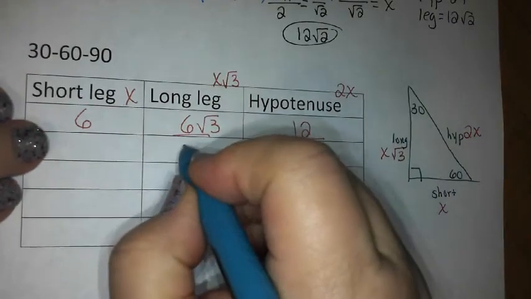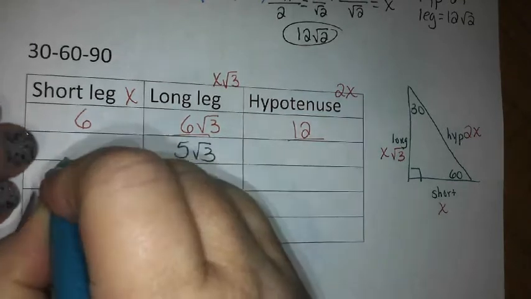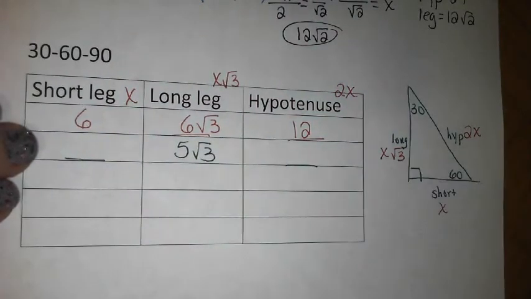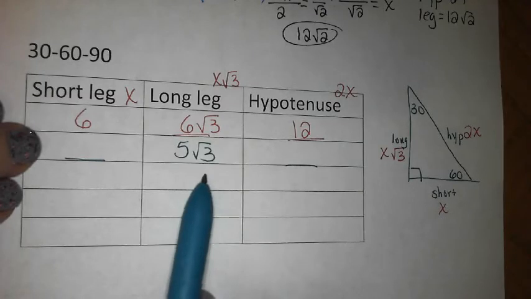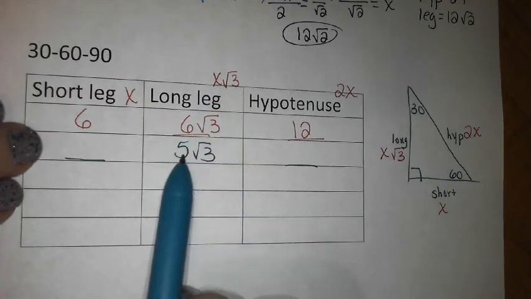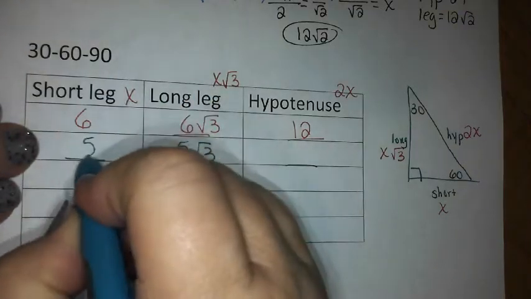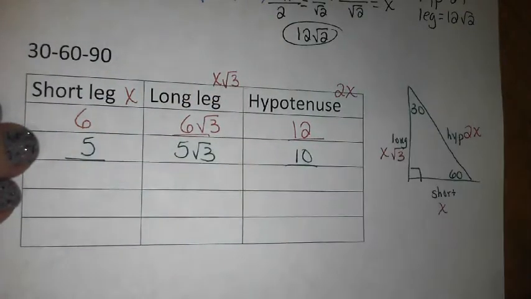Let's give you another easy one. Long leg is 5 root 3. So now we need the short leg and the hypotenuse. Well, the long leg is x root 3. So if it's 5 root 3, then the x part's just the 5. So 2x would be 10. Okay, still keeping it pretty simple.